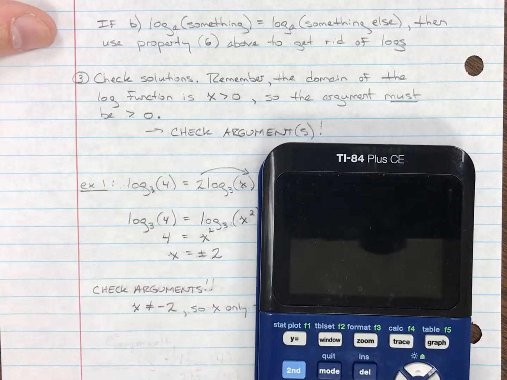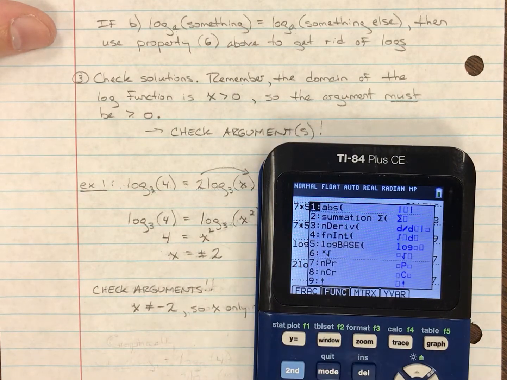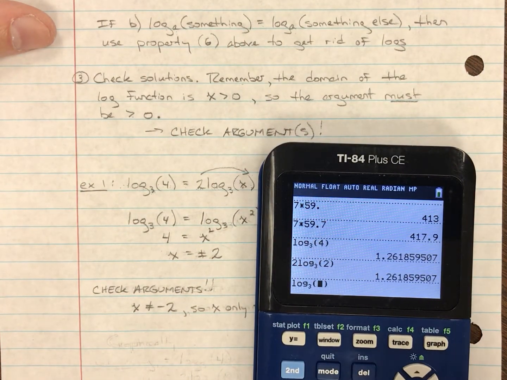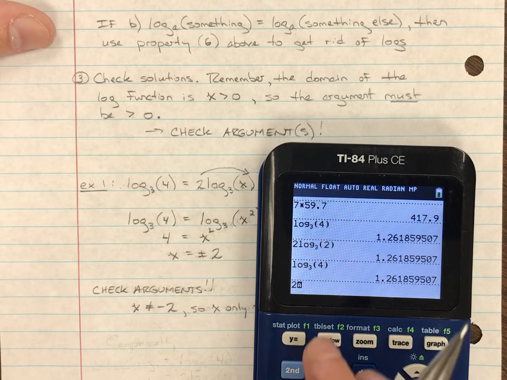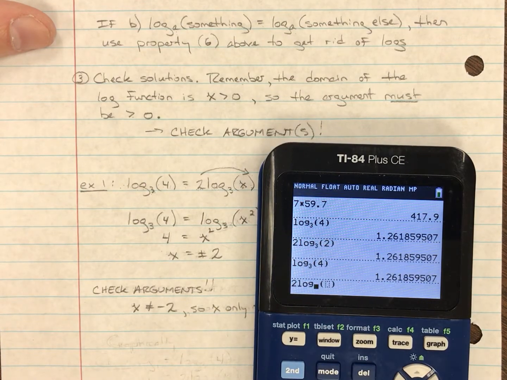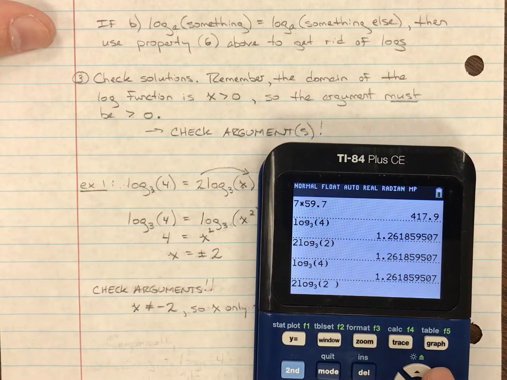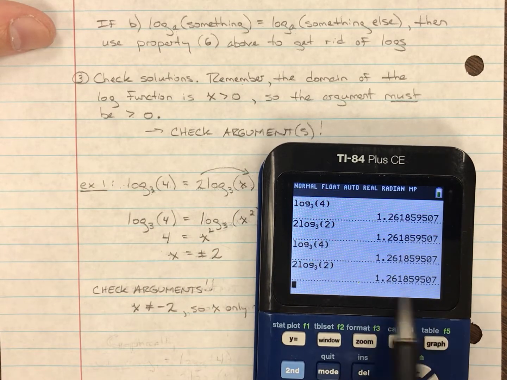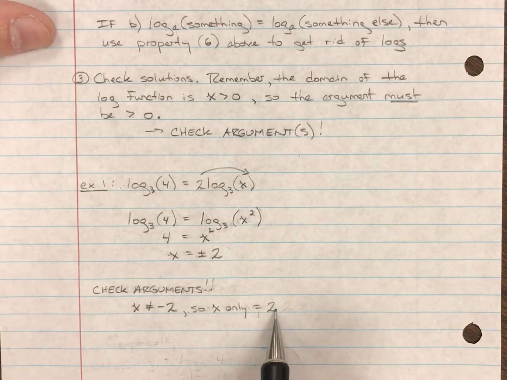Alrighty, let's take log base 3 of 4. Log base 3 of 4 is on the left side. I'll press enter, I'll get a decimal approximation right here. And let's take 2 log base 3 of 2, because we think x is equal to 2. Let's put 2 in there. And I get the same number. So I just checked using my calculator that 2 works.